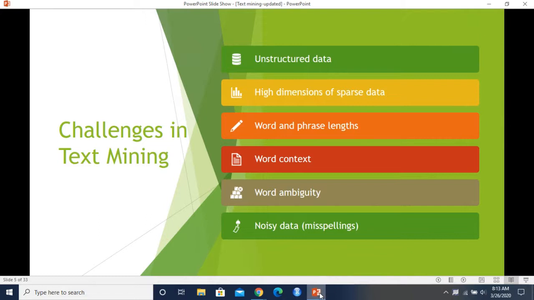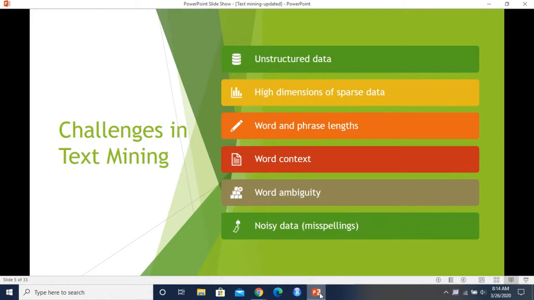So, some challenges in text mining. First is unstructured data. Unstructured information is information that either does not have a predefined data model or is not organized in a predefined manner. Unstructured information is typically text-heavy, but may contain data such as dates, numbers, and facts as well.